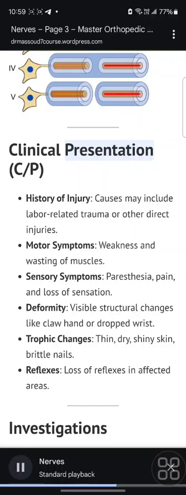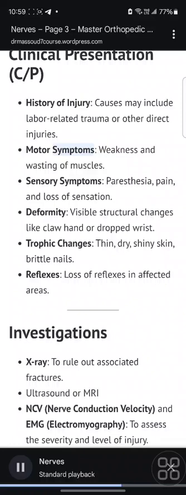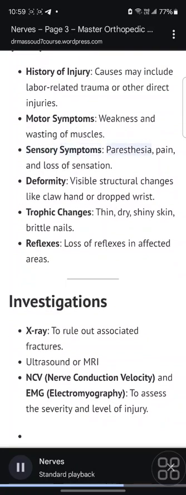Clinical presentation. History of injury. Causes may include labor-related trauma or other direct injuries. Motor symptoms: weakness and wasting of muscles. Sensory symptoms: paresthesia, pain, and loss of sensation.